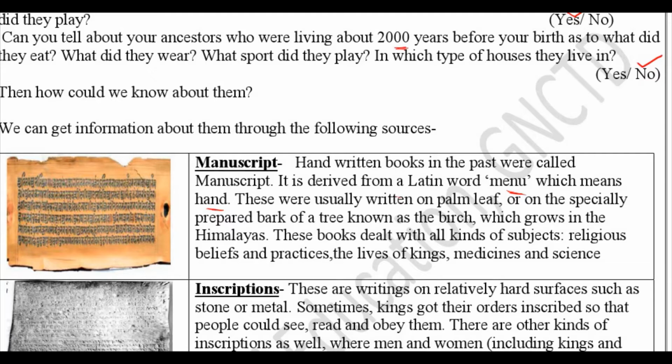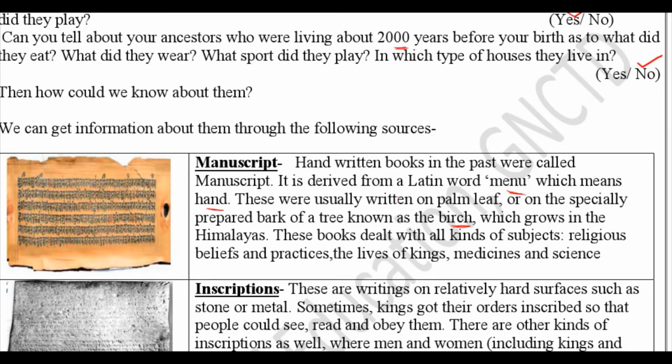Okay. Now see, these were usually written on palm leaf. Now you know a kind of plant, a tree, that is palm, and the leaves of that were used to write manuscripts. Okay, or on the specially prepared bark of a tree known as the birch. So there is one bark of a tree which is specially prepared, which is known as birch, which grows in the Himalayas. So this birch grows in the Himalayas.